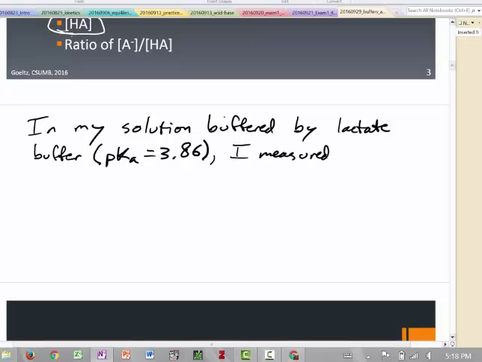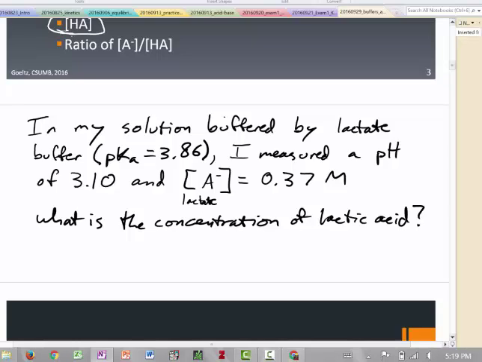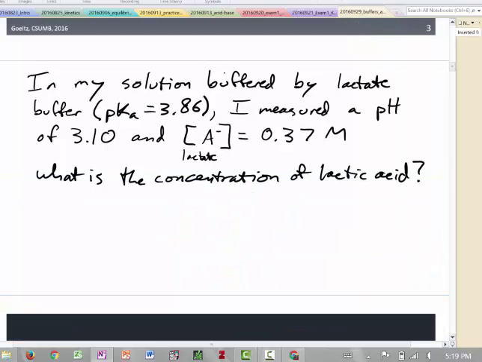I measured a pH of 3.10, and a lactate concentration of 0.37 molar. What is the concentration of lactic acid? So I'll rewrite the Henderson-Hasselbalch down here, but what's my concentration of HA?